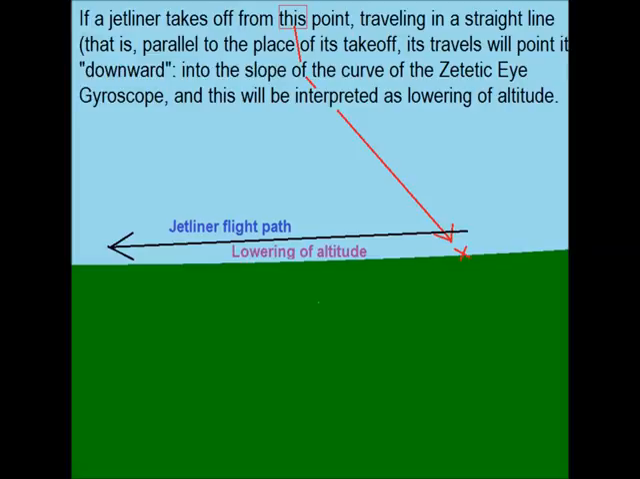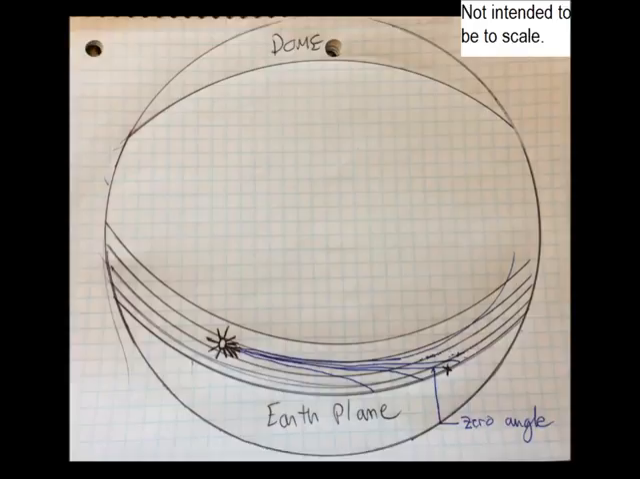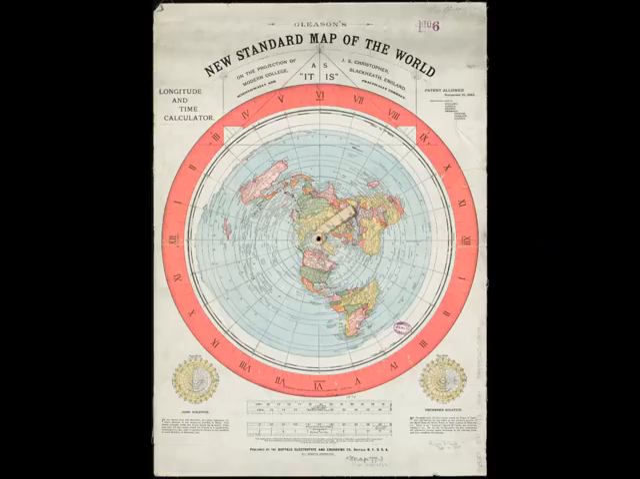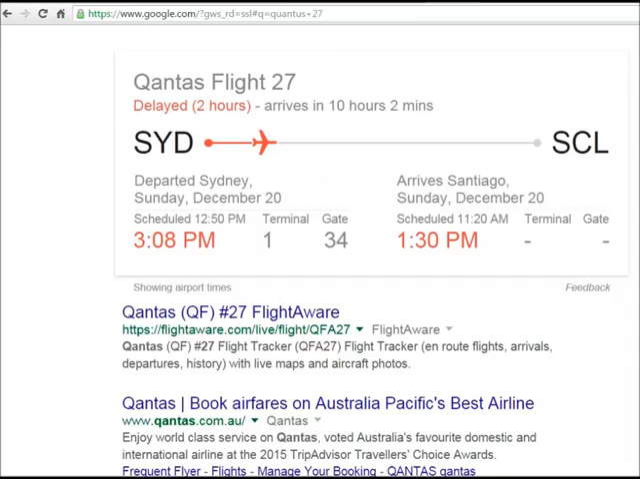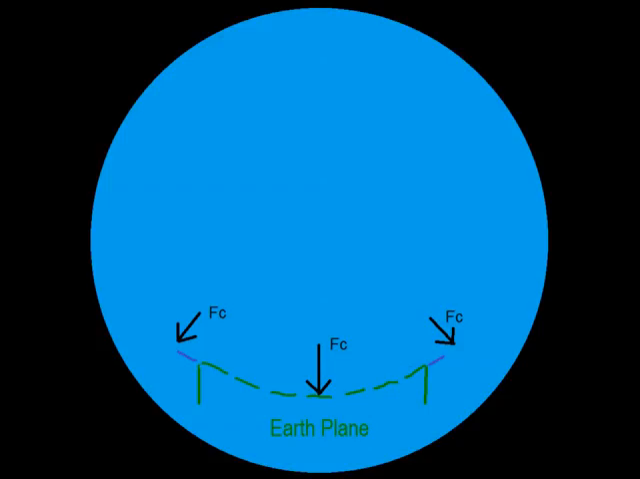Summing up in simpler words, the Zetetic eye gyroscope model predicts that planes actually lose altitude not due to temperature, but due to the embowed Earth plane slope. Another point to note about the embowed Earth plane is that places such as Australia and Ushuaia, South America, are going to be a bit closer than one might guess. In other words, the distance existing between South America and Australia would be quite a bit less.